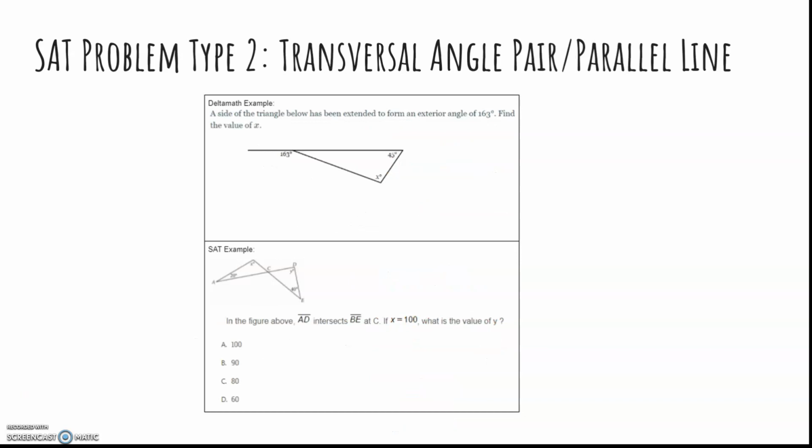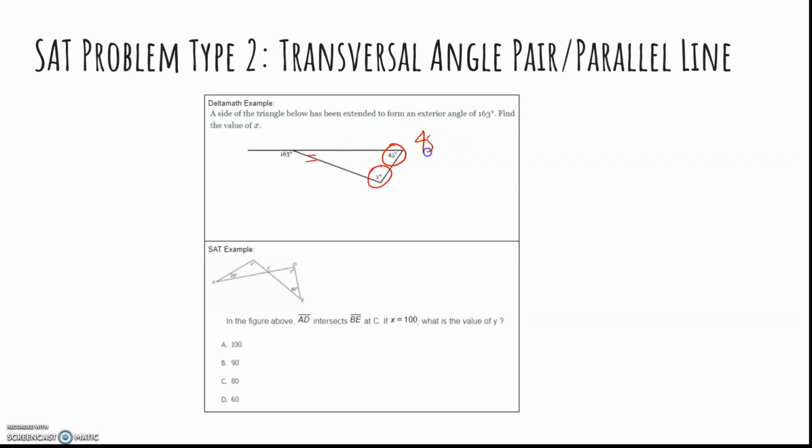Okay, in our second Delta Math example, we are told that the side of a triangle below is extended to form an exterior angle of 163 degrees. We need to find x. Well, now we're going to use our exterior angle sum theorem, and we are going to remember that these two angles right here are going to equal this, right? They're not looking for 180 degrees right now. We're looking for 163 degrees.